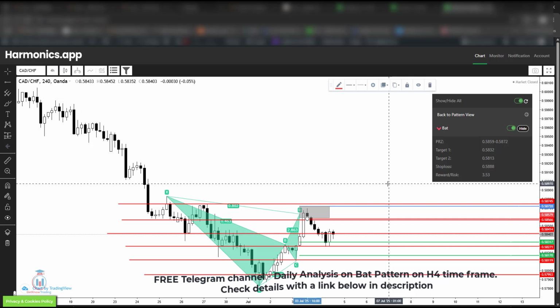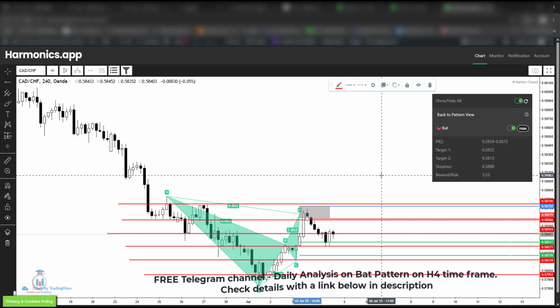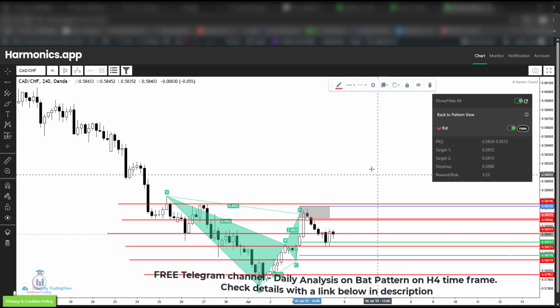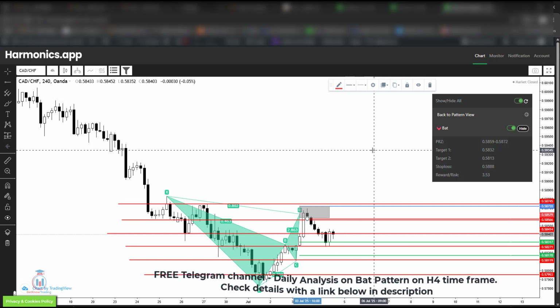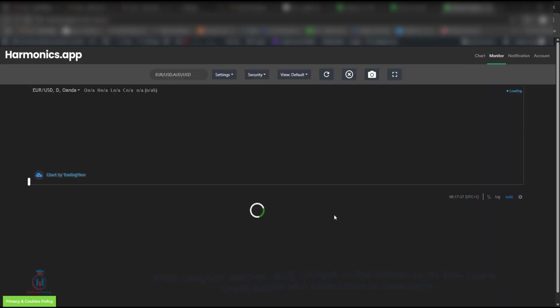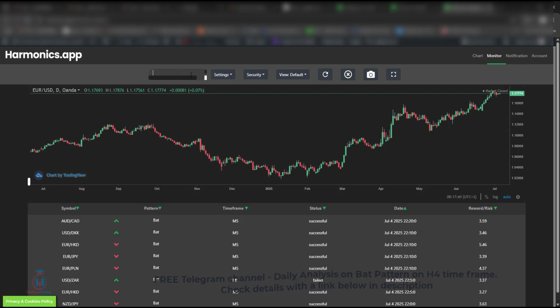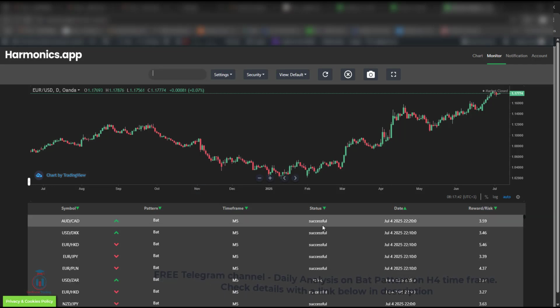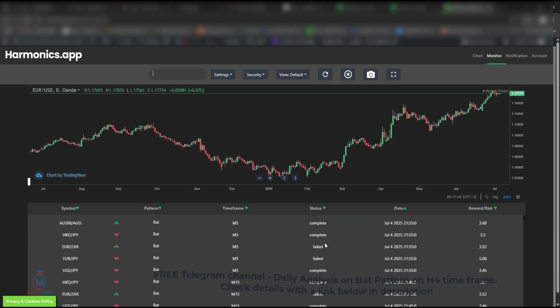It's not very hard, but there should be some kind of criteria that you are following for when to enter and how to pick the best patterns that are detected by the Harmonic scanner. The scanner is not bulletproof. There will be many more failed patterns, and if you go inside the monitor, you will see how many of them are successful and how many are failed. You can see there are failed ones and successful ones.